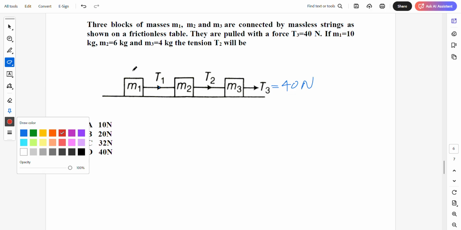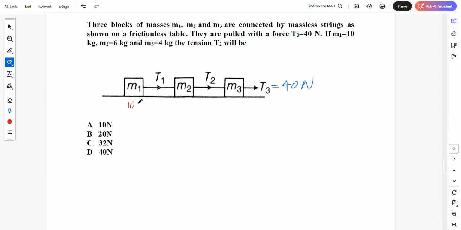If M1 is equal to how much? M1 is 10 kg, M2 is 6 kg, and M3 is 4 kg. What are you supposed to calculate? T2 you have to calculate.